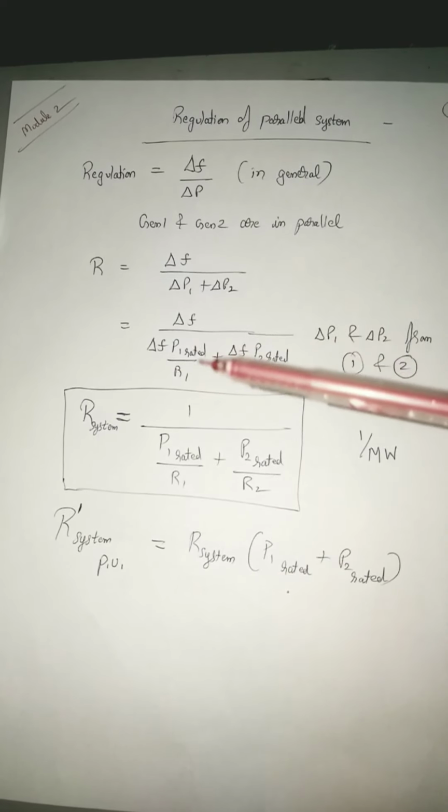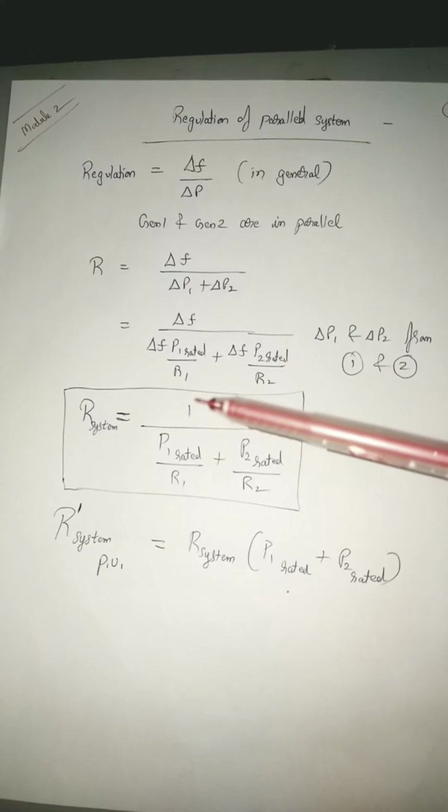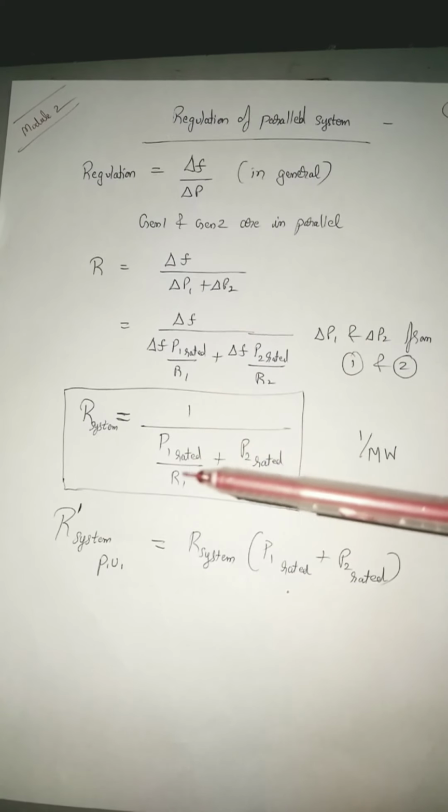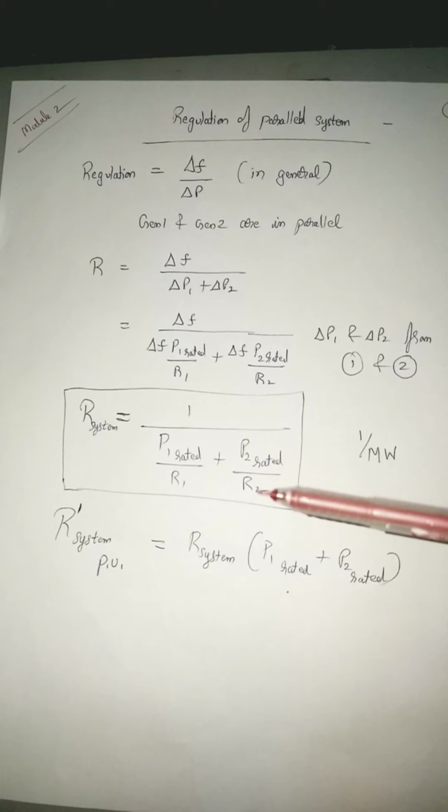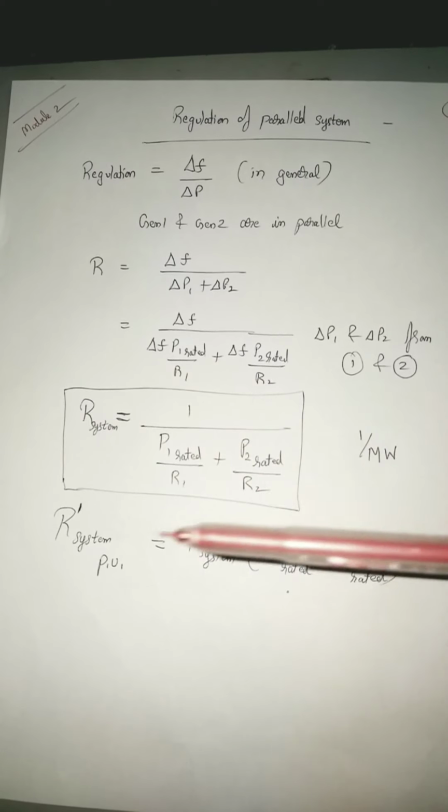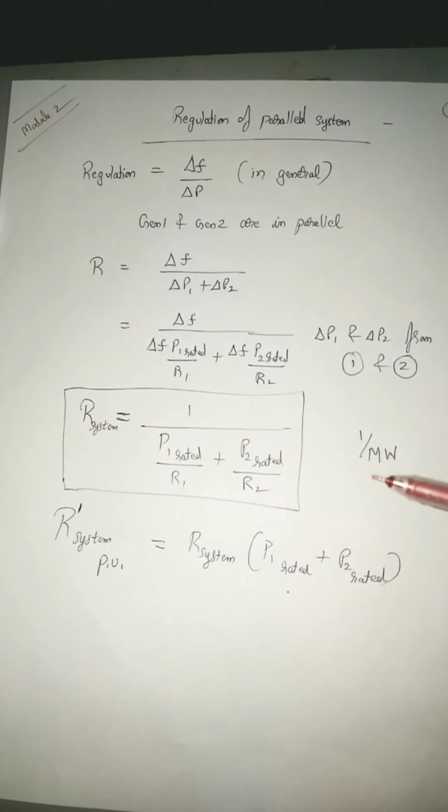So if you simplify this, delta F gets cancelled. You'll be left with 1 over P1 rated by R1 plus P2 rated by R2, and the unit for regulation is inverse of megawatt, or 1 over megawatt.